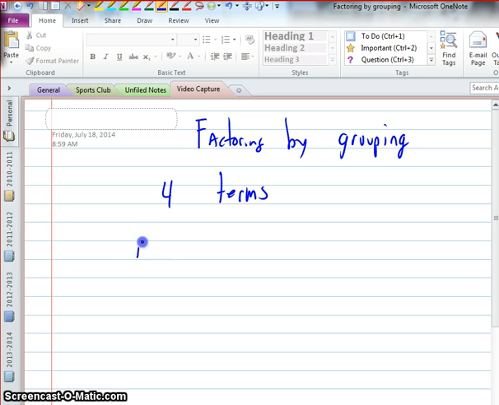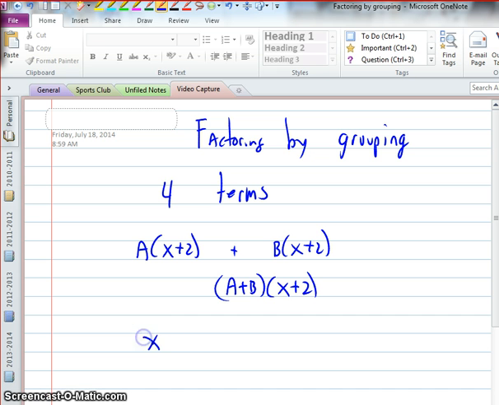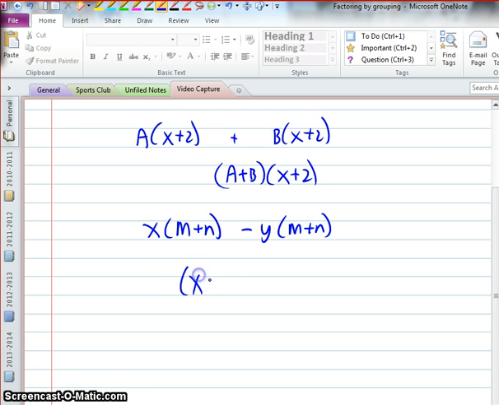Let's say, for example, we had a times x plus 2, and we also had b times x plus 2. Realistically, don't we have in that given situation a and b are both times x plus 2? Or you can think about it with subtraction. If you had x times m plus n minus y times m plus n, well, both x and y are being multiplied by m plus n, so you could make the case of, well, really you have x and negative y both being multiplied by m plus n.